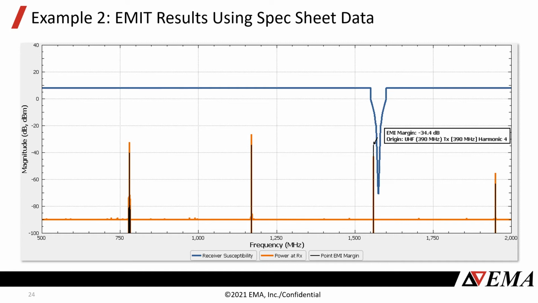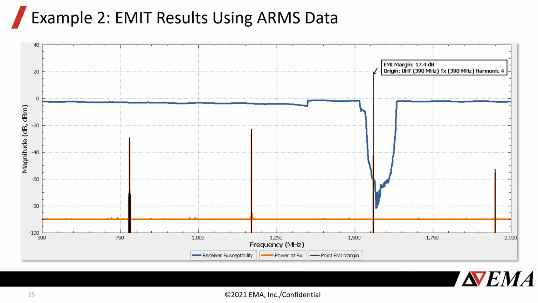Because the spec sheet for this receiver says it has a much narrower response in frequency than the actual measured data shows. And in fact, using the specification sheet data in our simulation, we would say that we have 34.4 dB of margin, meaning the interfering signal is 34.4 dB below the susceptibility of the receiver. Let's take another look at this. Now, here is the measured data again, and you can see how broad this response is compared to what the specification sheet showed.